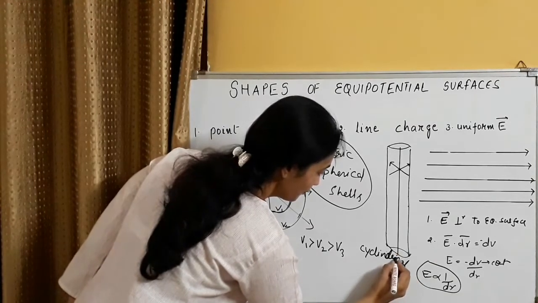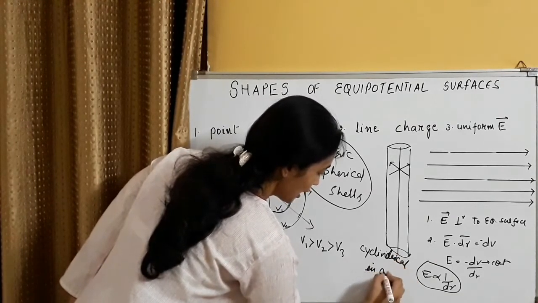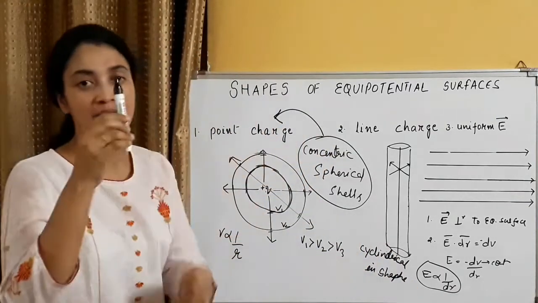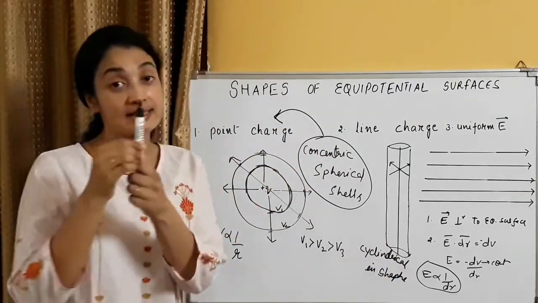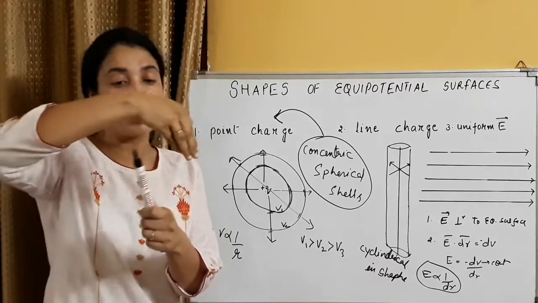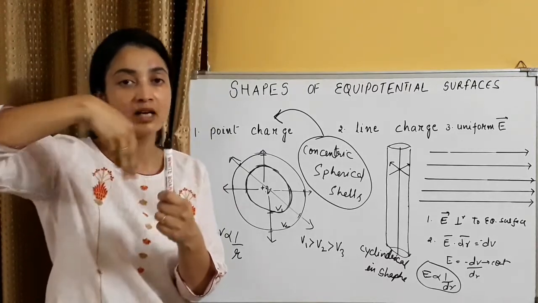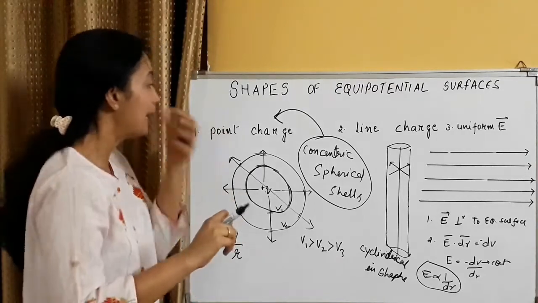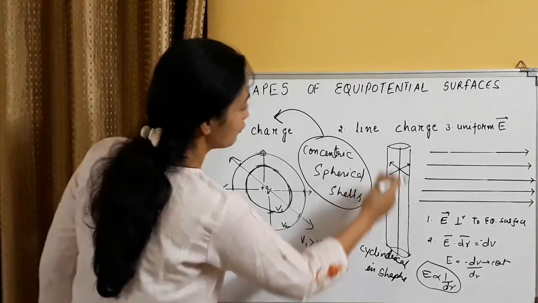Cylindrical in shape. Cylindrical means what? Suppose this is a line charge. This acts as an axis, and around it if we build a cylindrical shape, in all directions the equipotential surface will be there and the potential will be constant.